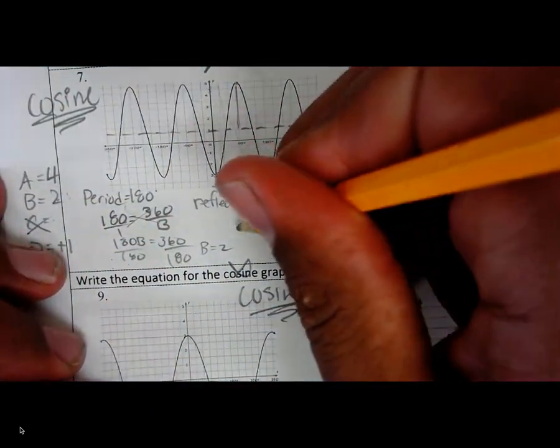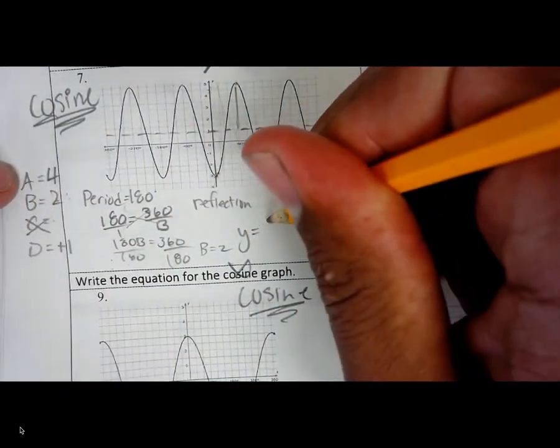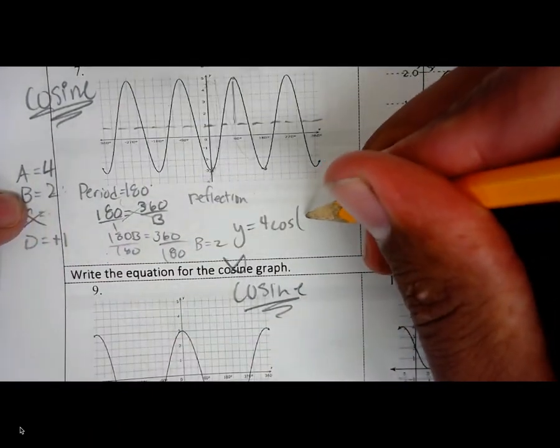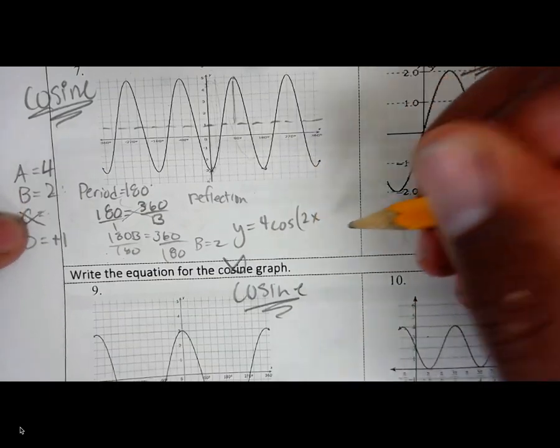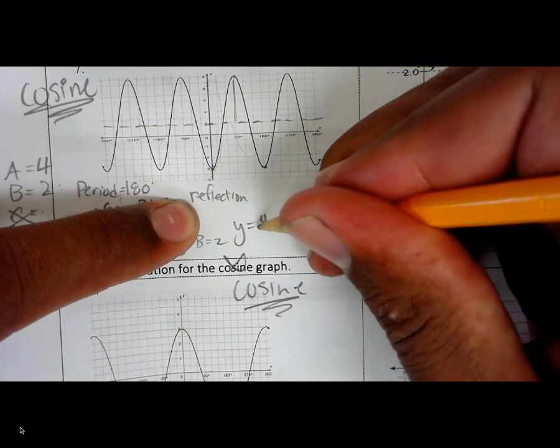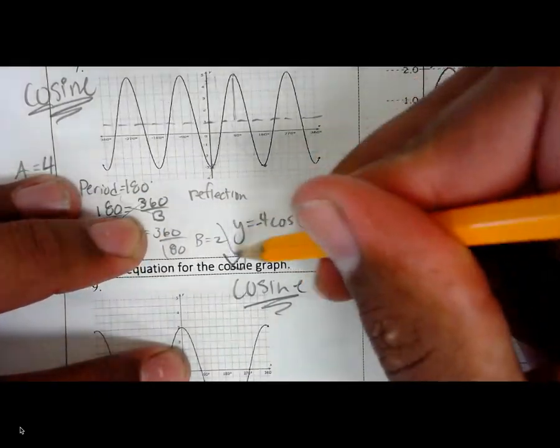Now we're going to write the function out. So y equals, first, your a times cosine of b, which is 2 times x. We're not going to write a phase shift, and then plus 1. But because there's a reflection, I also need to put a -1 in the front. Okay?